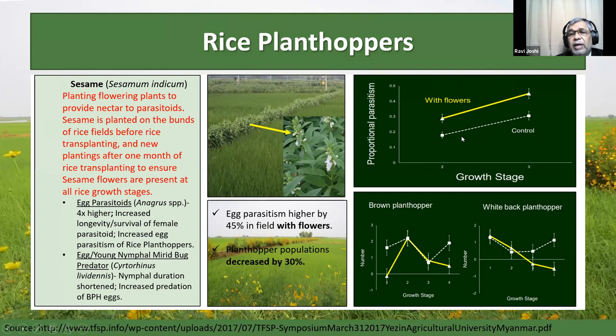This is also shown in the graph on the right-hand side, with flowers and without flowers, for both the brown planthopper as well as the white-backed planthopper. So this is an excellent technique. During my postdoctoral work, I found a lot of natural enemies like Anagrus, the hemiptera parasites and other predators, usually present on alternate hosts along the side of the bund. That was my postdoctoral work at IRRI, where we found that this led to a big reduction in the planthopper problems.